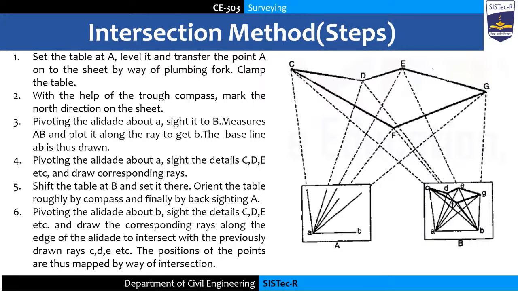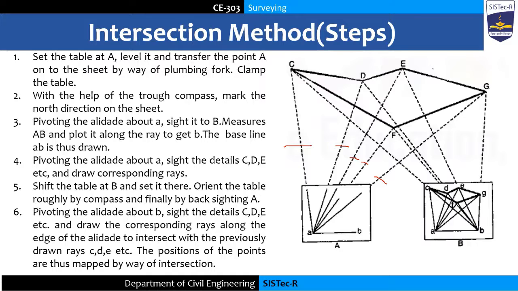The fourth point is pivoting the alidade about A, sight the points C, D, E and draw corresponding rays. So by keeping the table at A, I have sighted all these points and I have drawn the rays. This is the ray for the point C, this is for D, this is for E, this is for F and this is for G. So I have drawn all these rays towards the different points of the traverse from the first station.